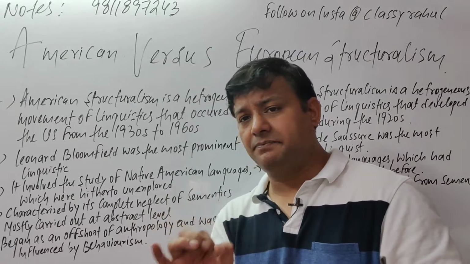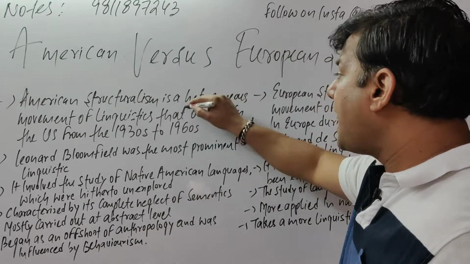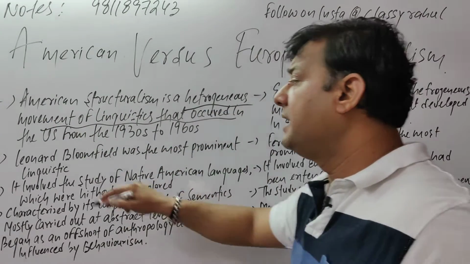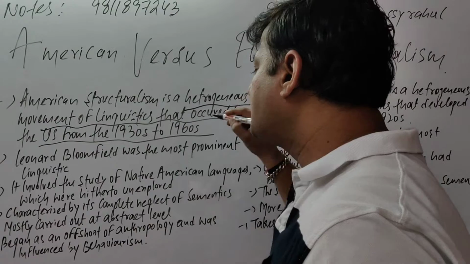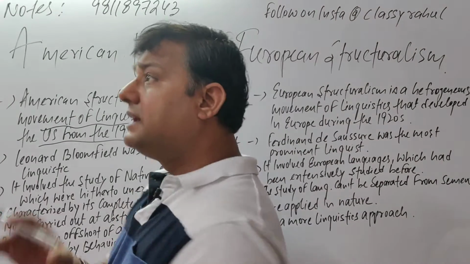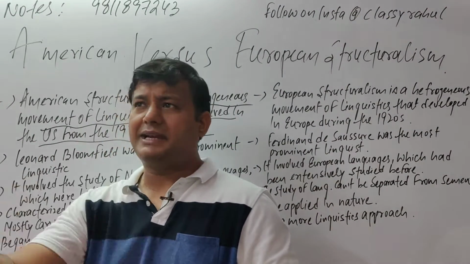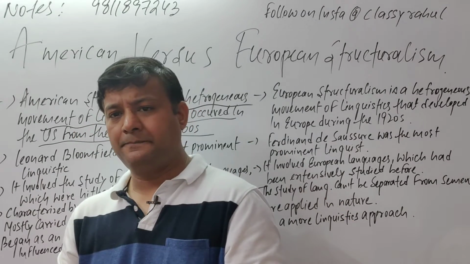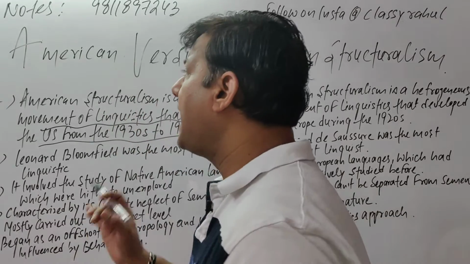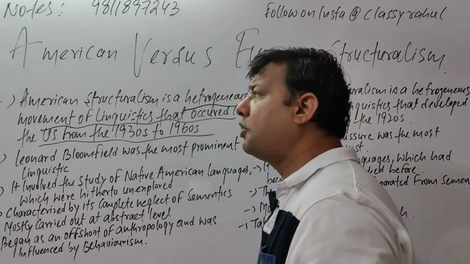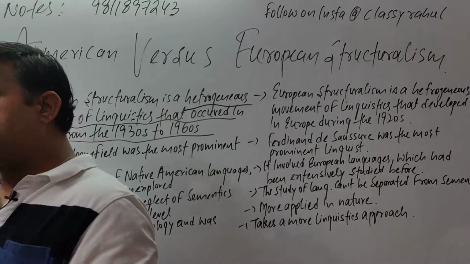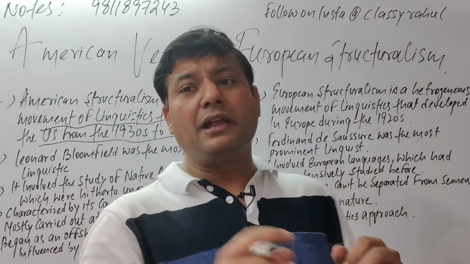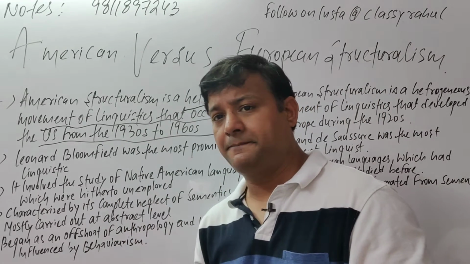What is American structuralism? What is its concept? It is a heterogeneous movement of linguistics that occurred in the US from the 1930s to the 1960s. I repeat, I have mentioned in some videos that late 1950s or 1960s, it's all been done between 30 to 60. So you have to remember it's a heterogeneous movement. What is a heterogeneous movement? What is the concept? It is a different kind of people that come together, with a lot of different people coming together with a sort of knowledge of language.